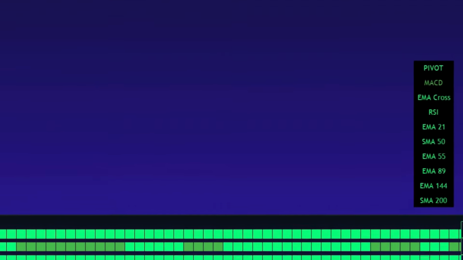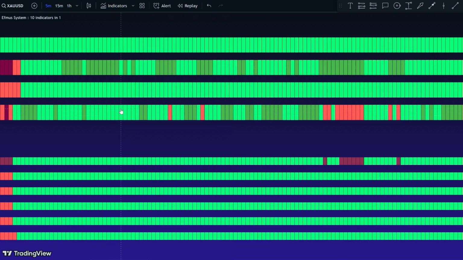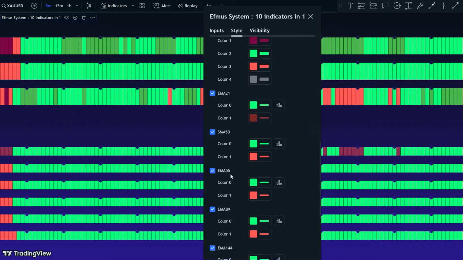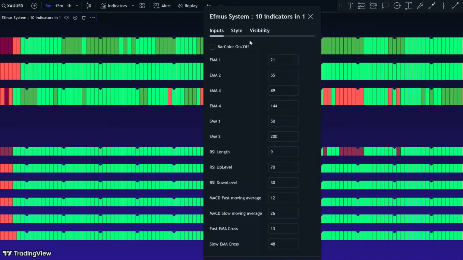Don't worry about tweaking the settings too much. We'll keep it simple yet effective. In the input section, you won't change any numbers. However, we'll make a couple of adjustments in the style tab to optimize its performance. We'll start by disabling all pullbacks, and then we'll also turn off the pivot option. With these changes in place, we're all set to put this dynamic duo of indicators to work, maximizing our potential for profitable trades.